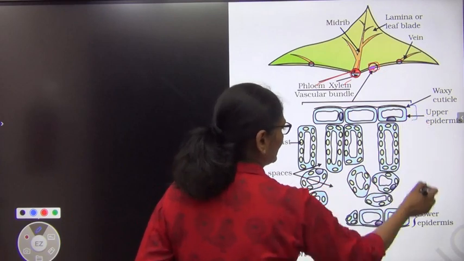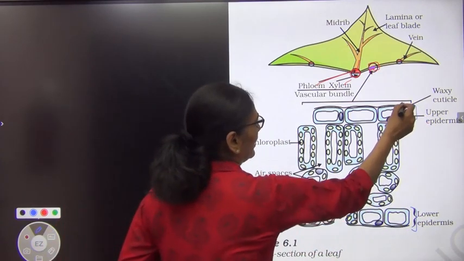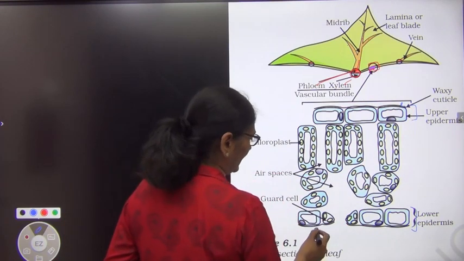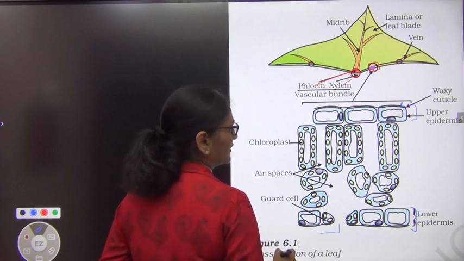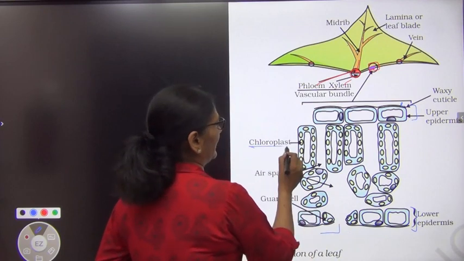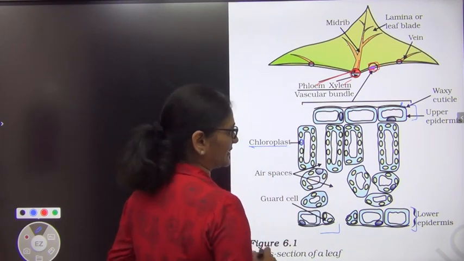This is the upper epidermis. This is the lower epidermis, and this part is your mesophyll. Now on top of it you have a waxy cuticle. It should have been here as well. Then you have these guard cells, and this aperture is called stomata. In the mesophyll they have labeled this chloroplast. Then they have labeled these air spaces as well.